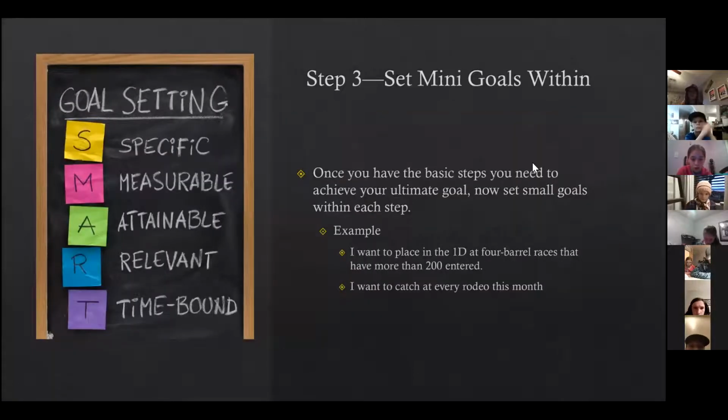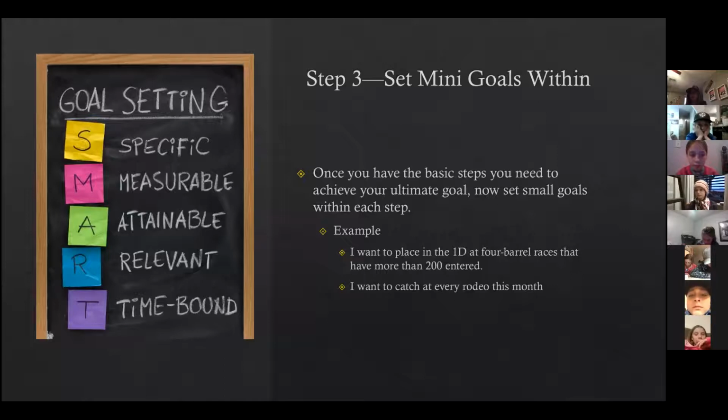So the next step is, within your broad goals, we need to set miniature goals. Those miniature goals are designed to be daily, weekly, and monthly. For example, on the slide, if you want to make the NFR, your mini goal to shoot for is to win the 1D at four barrel races with more than 200 entered. Once you do that, I think I said four times, then you have the confidence to fill your permit, because that's a big enough pool of successful people to give me an idea that I'm ready for that next step.